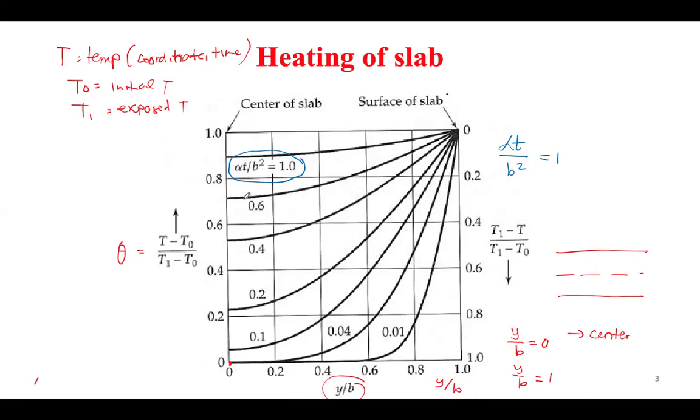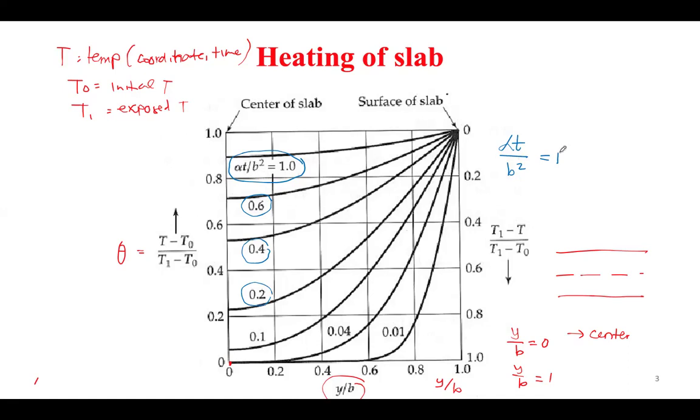Okay, so this tells you, it is like you have different surfaces, and then you cut it in half, like an onion. Yeah, if you cut an onion, and then this one is when your alpha t divided by b square equals 1. This is if this number equals 0.6 and so on. So what does it mean?